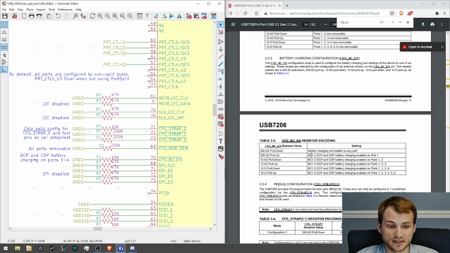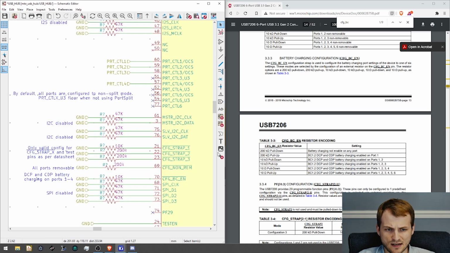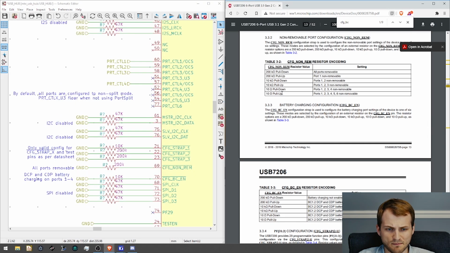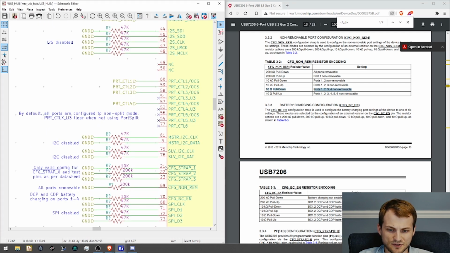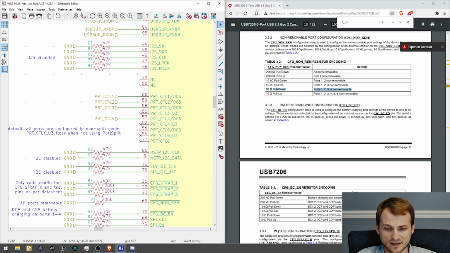The next one is for the configuration strap BC enable. This determines if battery charging is enabled on the downstream ports. The CFG non-removable is just what ports are removable. That's what that one is. The CFG straps, these are really weird. It tells you exactly what to set them to. The I2C lines we're not using, so we use the weak pull down to pull them down.